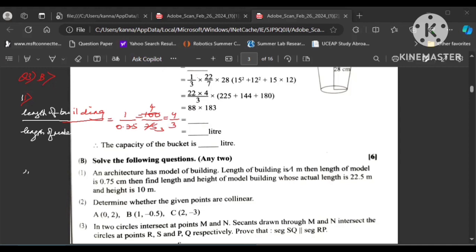This is what they're giving in the first part. The architect has a model of a building. Length of the building is 1 meter. Length of the model is 0.75 centimeter. I'm not changing the unit, so 1 meter and 0.75 centimeter. I change it to 100 upon 75 when I remove the decimal, and I get 4 upon 3. Now what they're saying: find the length and height of the model when the actual length L is 22.5 meter.